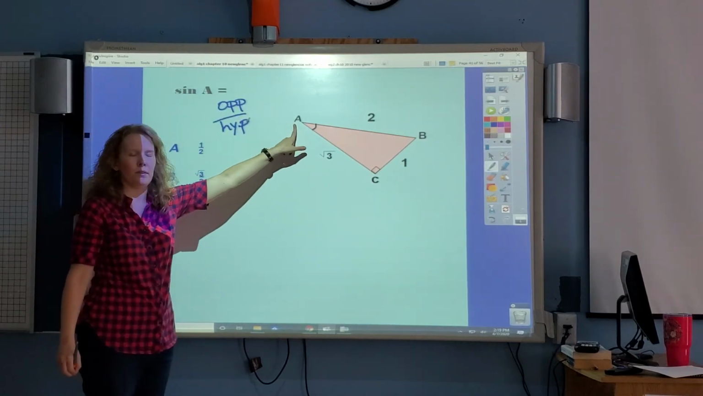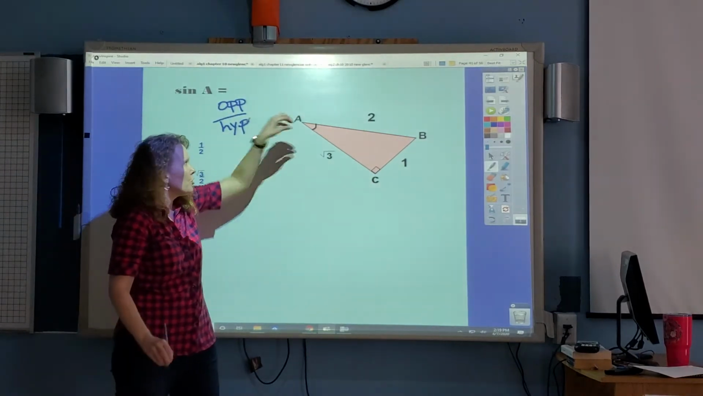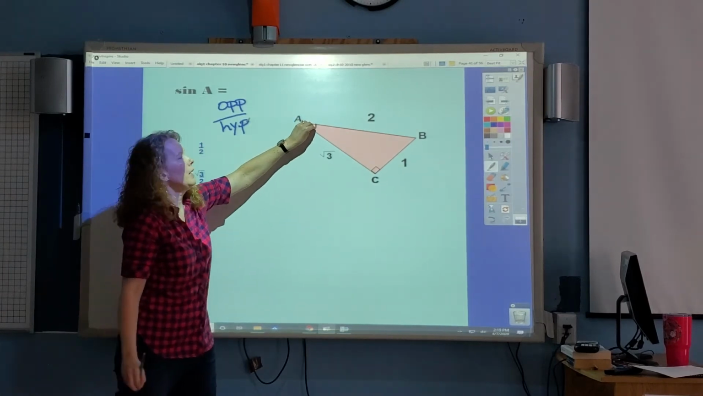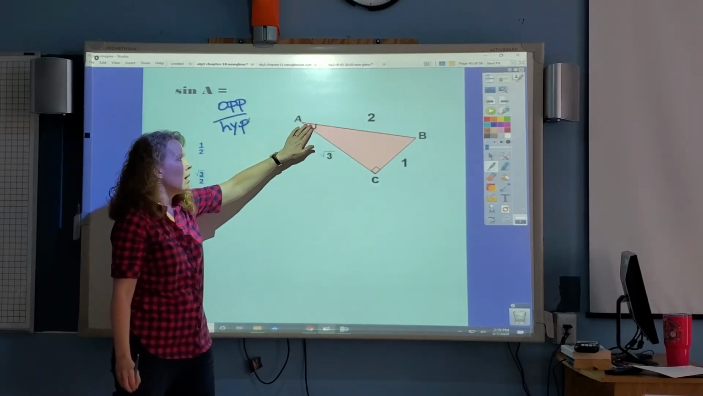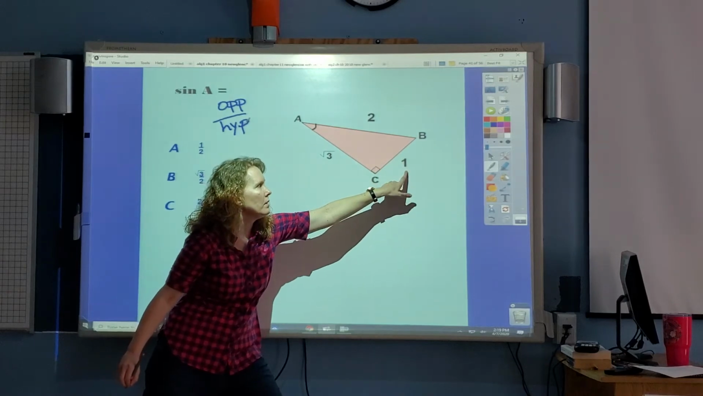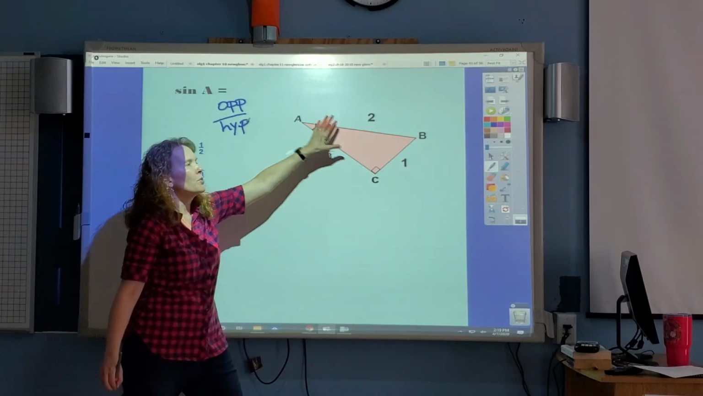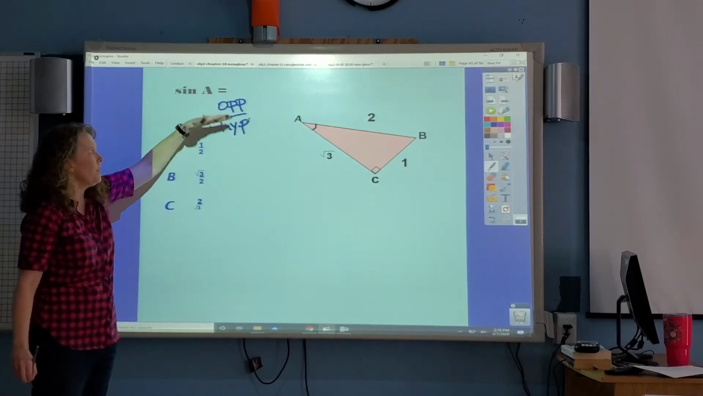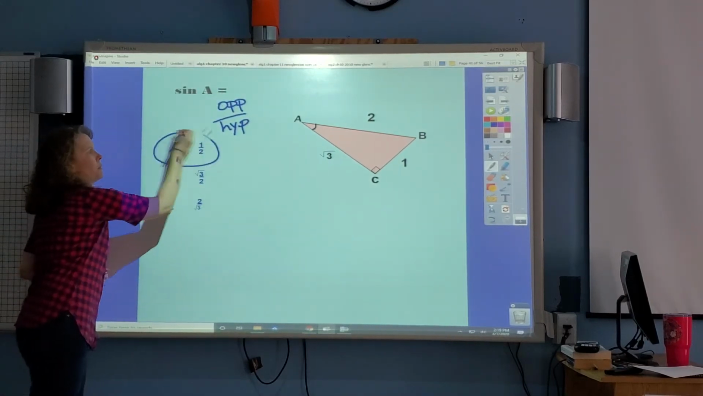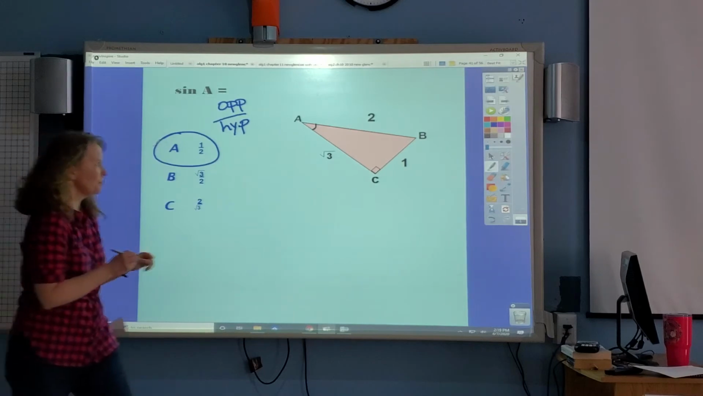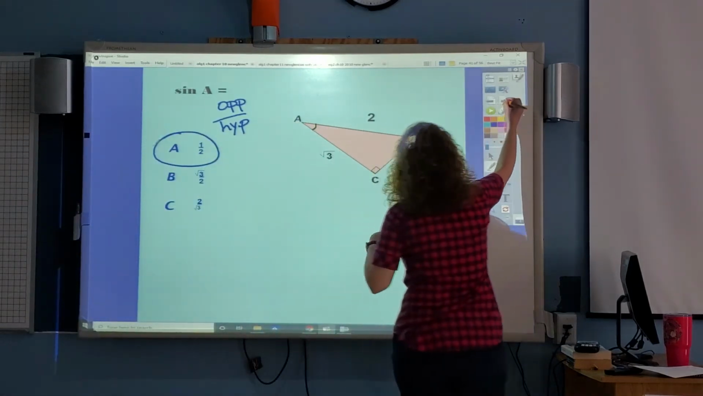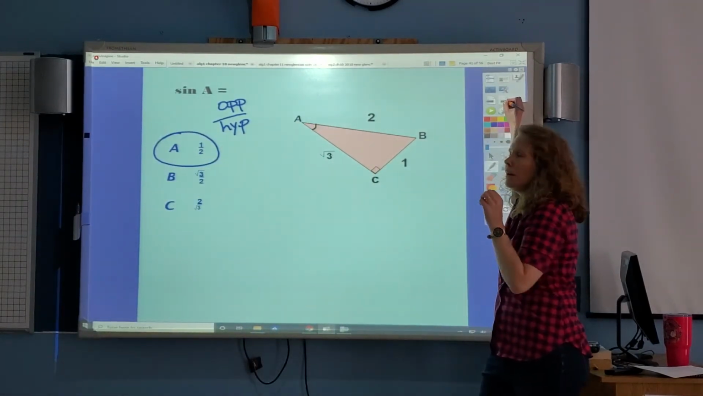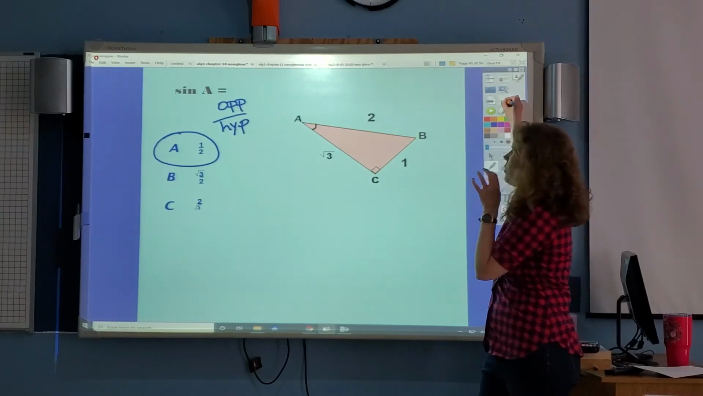Okay? So what we're going to do is, first of all, locate A. That's angle A right here. So imagine you're standing right here on this angle, and you're looking for the opposite side. That would be this. And then the hypotenuse never changes, and that would be the 2. So you're looking for the fraction 1 over 2. So it would be that one. Okay? We're going to practice several of these.